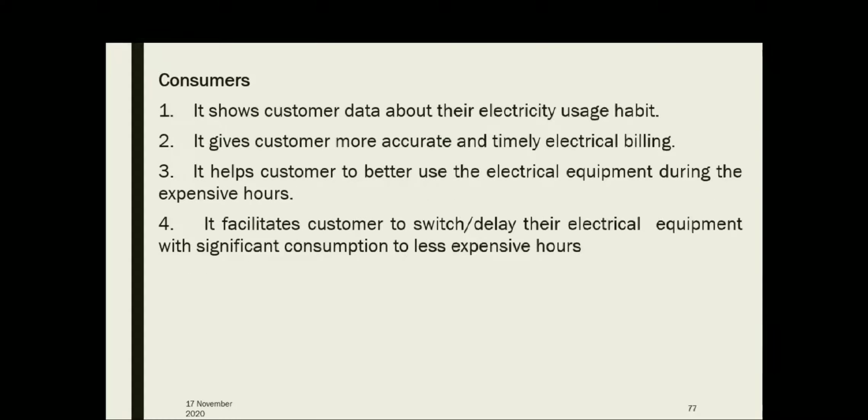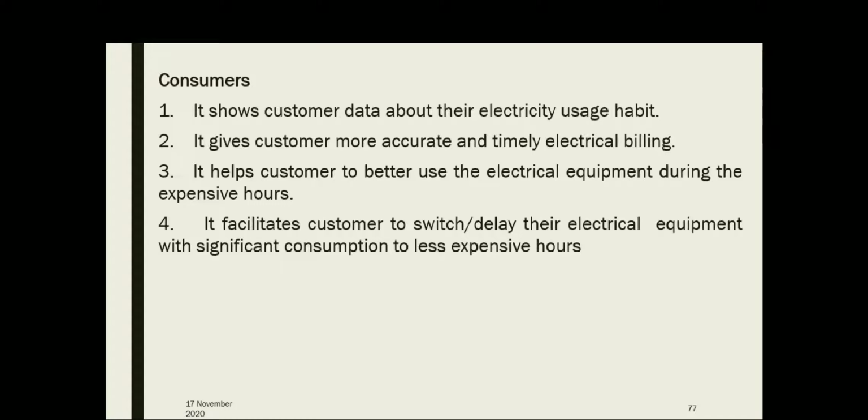For the consumers, the benefits are: it shows the customer data about their electricity usage habits. So they will receive information regarding how much energy they are using time by time, because it is a smart meter. They have the facility to communicate with both consumers and the utility. So it gives customers more accurate and timely electrical billing.